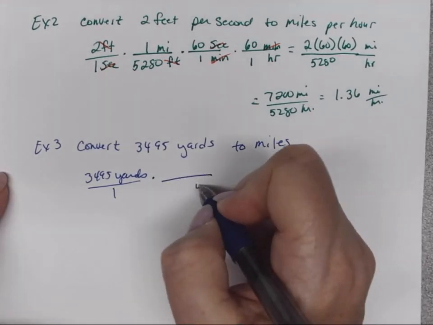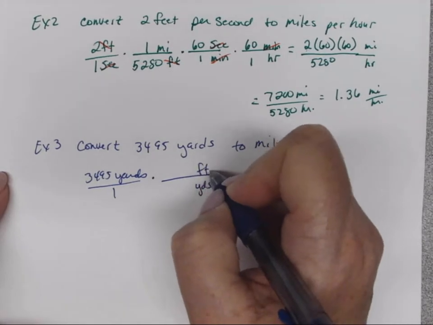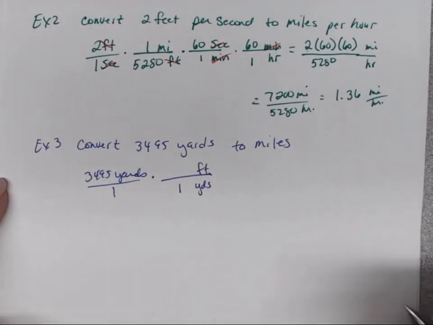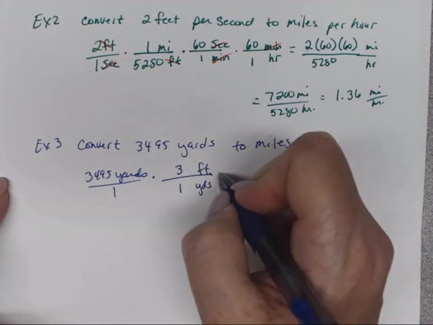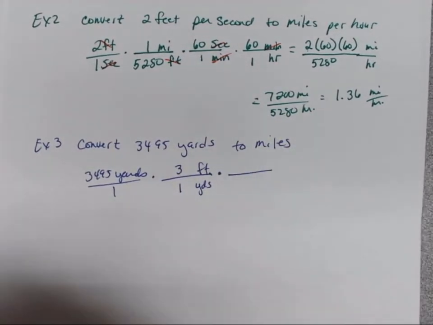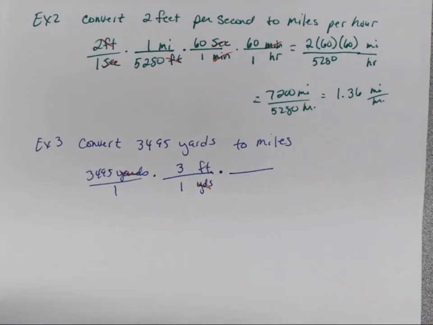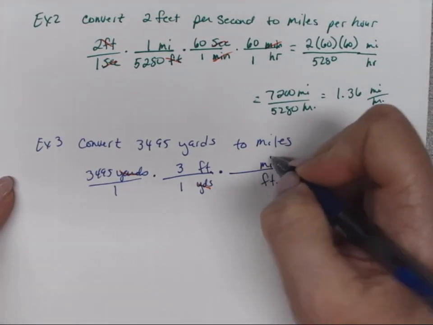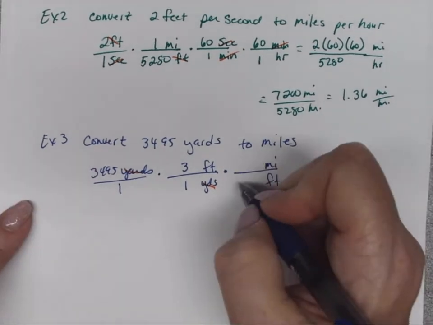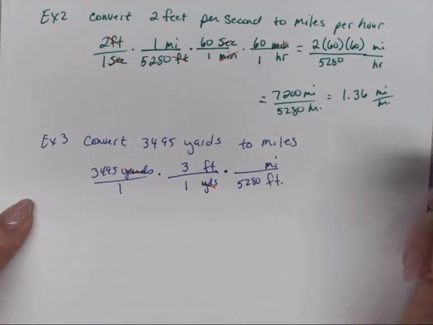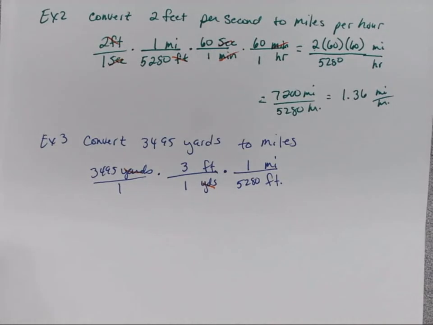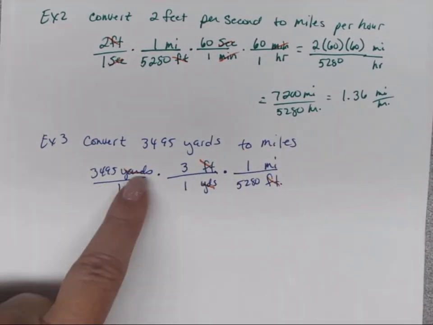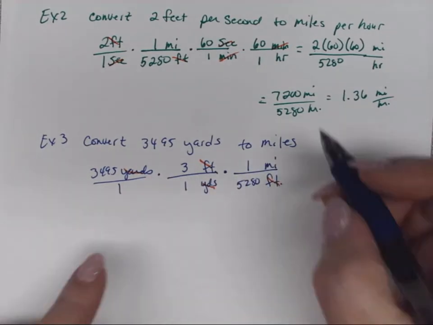So I can go from yards to feet. So in 1 yard, there are 3 feet. So my yards have canceled. Now I need to cancel feet and go to miles. So feet has to come here, and miles go above. So there's 5,280 feet in 1 mile. So now I have canceled out the feet. I have gone from my yards over to the miles.